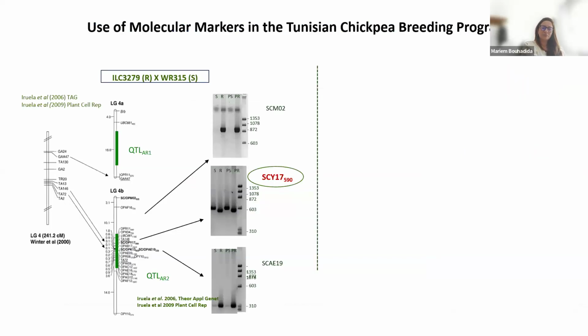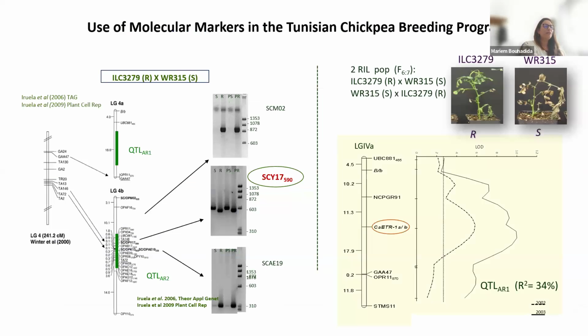Next slide, please. I would like to speak a little about the use of molecular markers in the Tunisian chickpea breeding program. We used the results of the Spanish group, who identified two markers tightly linked to two main QTLs directly involved in resistance to Ascochyta blight. We used the SCAR marker tightly linked to the QTL ER1, and another diagnostic marker, CA-ETR, which is tightly linked to the second QTL. We used these markers on our material.